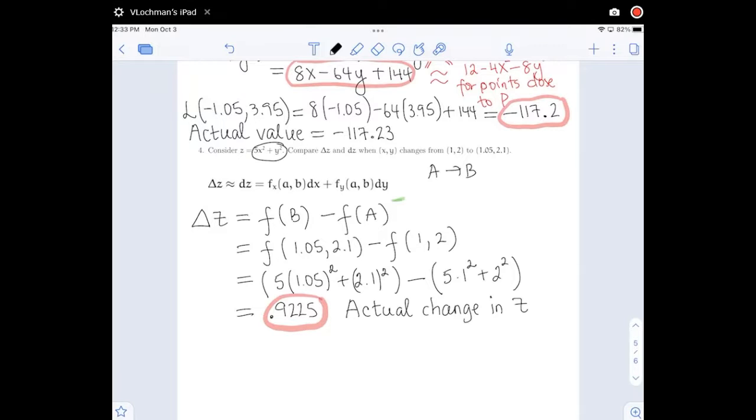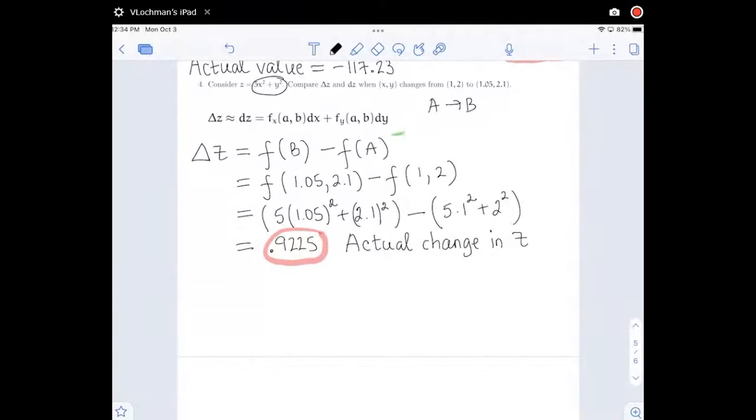So if I go from (1, 2) to (1.05, 2.1), my function increases. The value of the function increases by that value right there. While this doesn't seem too complicated conceptually, you can imagine that this can get really messy for functions that are challenging, that are involved. So what can we do instead?